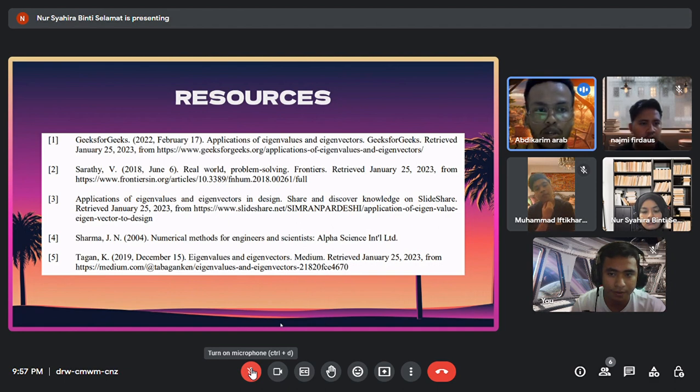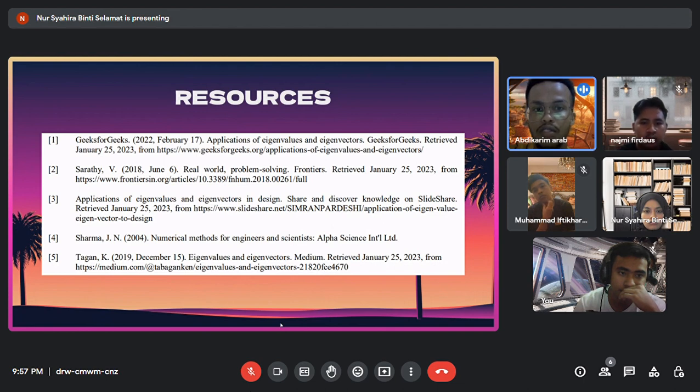The fourth one, we refer to Sharma, 2004, Numerical Methods for Engineers and Scientists, Alpha Science Ltd. The fifth one, we refer to 2019 December 2015, eigenvalue and eigenvector, Medium, retrieved January 25, 2023. So that's all from the resources, and thank you.